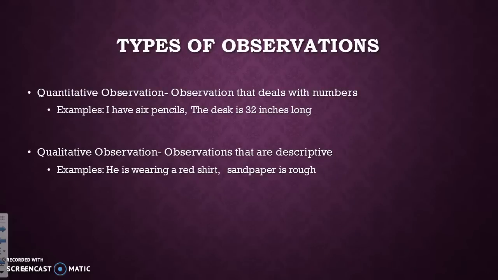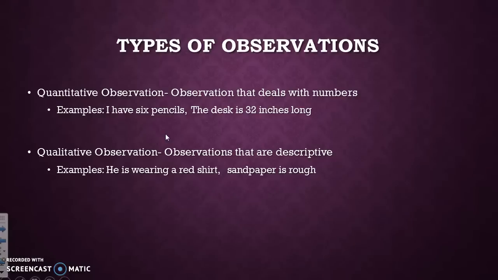There are two types of observations. Quantitative observation is an observation that deals with numbers. So an example of that would be, I have 6 pencils. Or if you measured the desk and the desk is 32 inches long, those would be quantitative observations. One way to remember quantitative observations is looking at the word quantitative. It has the word quantity in it. So that's one way to help you remember that quantitative observations deal with numbers.